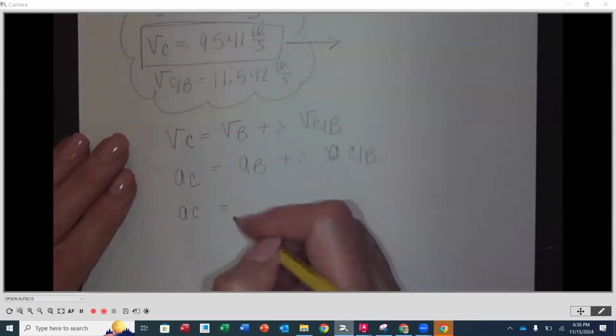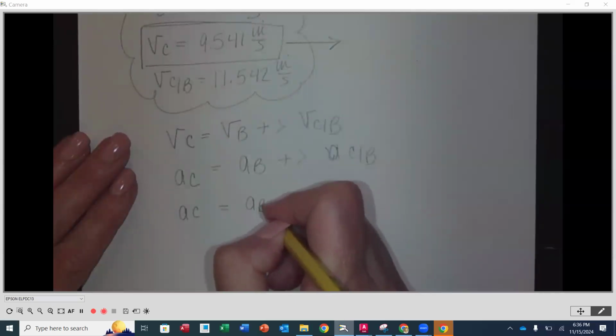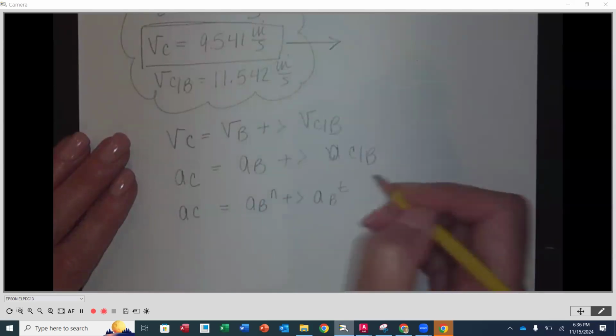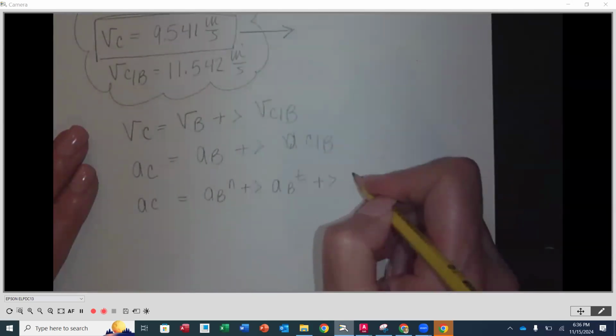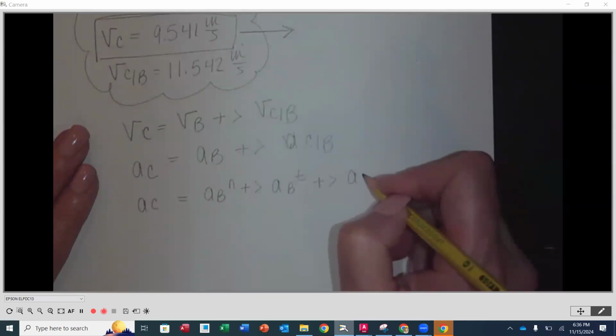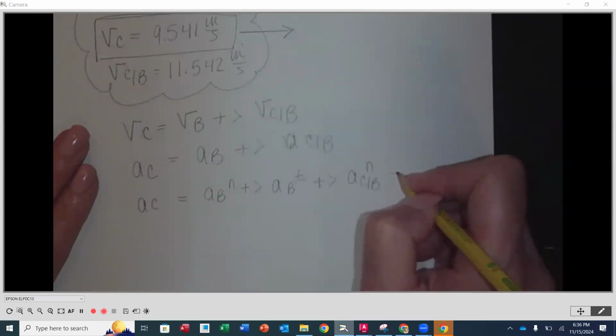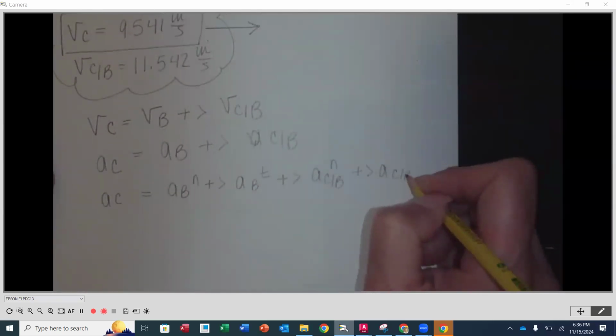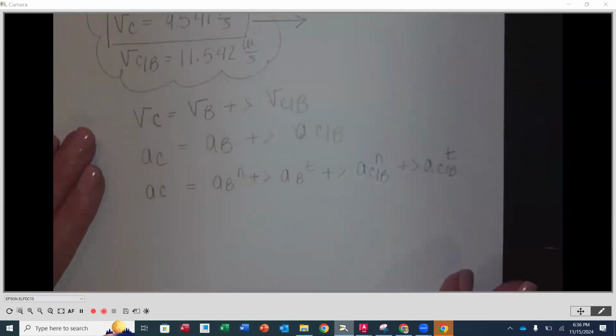Back over here, we're going to expand each one of those out. The acceleration of B normal plus vectorially the acceleration of B tangential plus vectorially the acceleration of C relative to B normal plus vectorially the acceleration of C relative to B tangential. Okay.